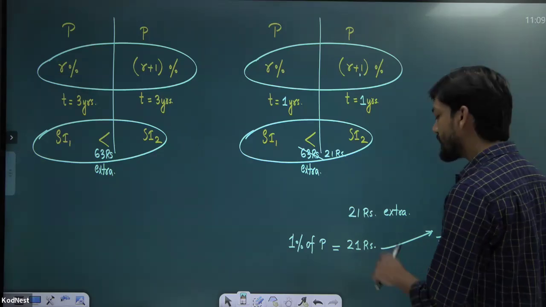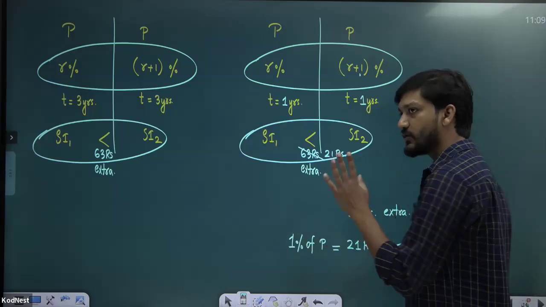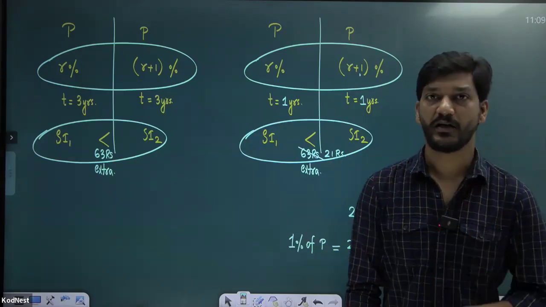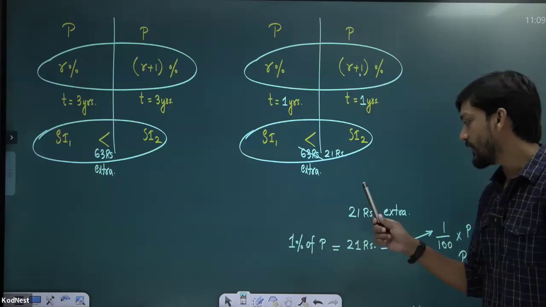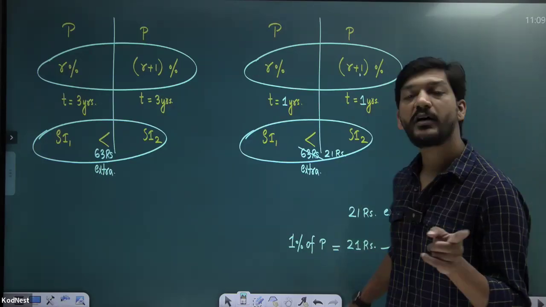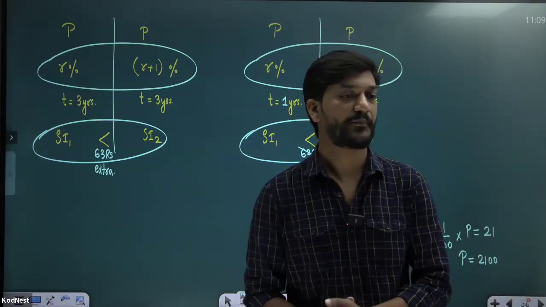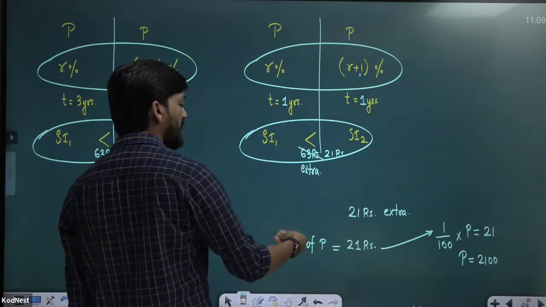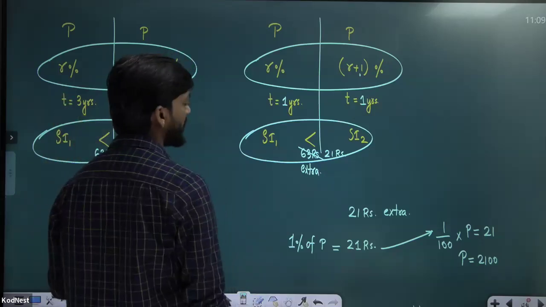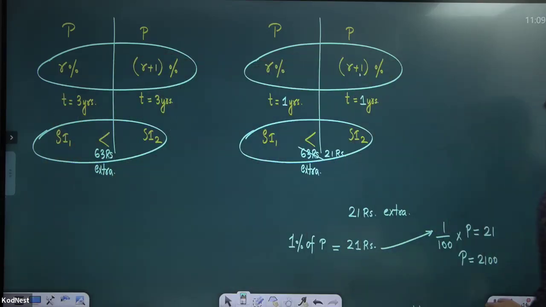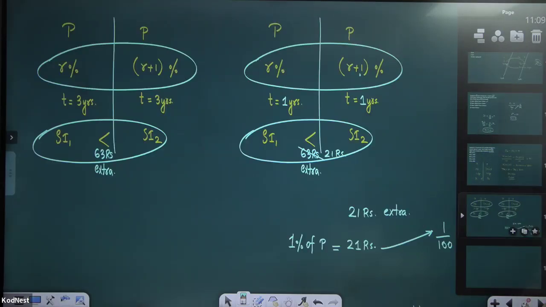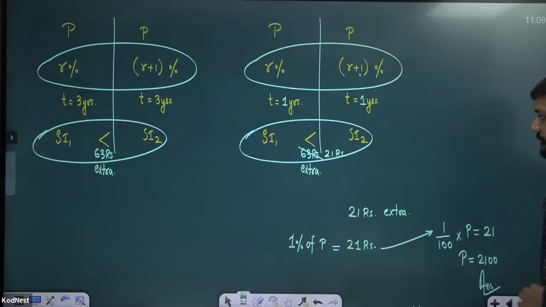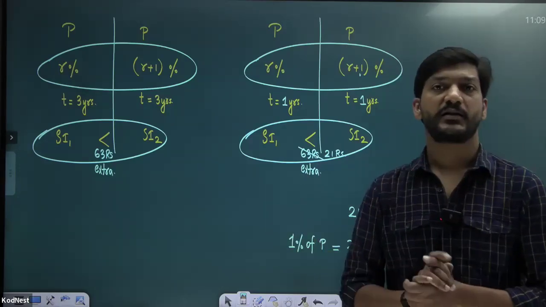The second way is you can say 1% is 21, so 100% will be 2100. 1% is 21, so 100% is 2100, and 100% means your principal. So two ways, either this or 1% is 21, 100% is 2100. Both ways you will get your answer as 2100. All right. So this is the best way to solve it. So see this approach, please.